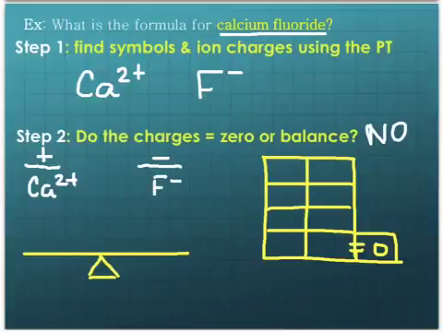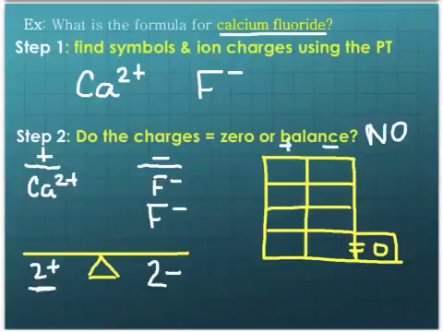On my teeter-totter, I know that this side would be much heavier. So in order to balance this, I need to add on another fluorine ion, which now gives a charge of -2. Now my teeter-totter would be balanced. Looking at your table method, here's your positive and negative columns. I have calcium with a charge of +2 and fluorine with a charge of -1.